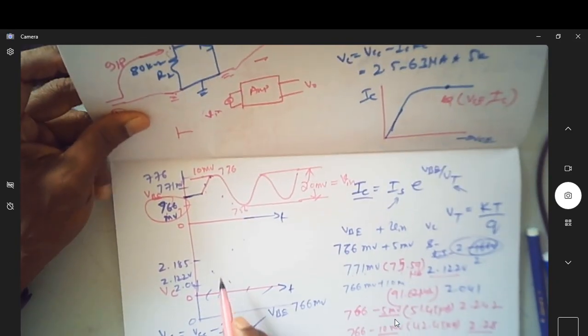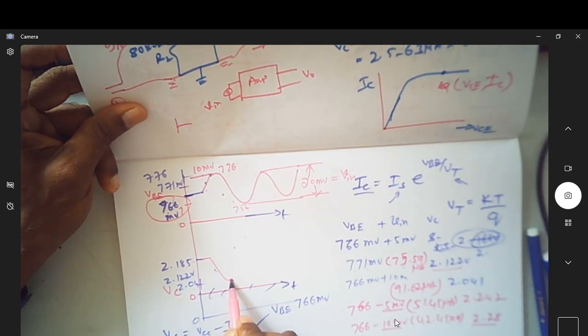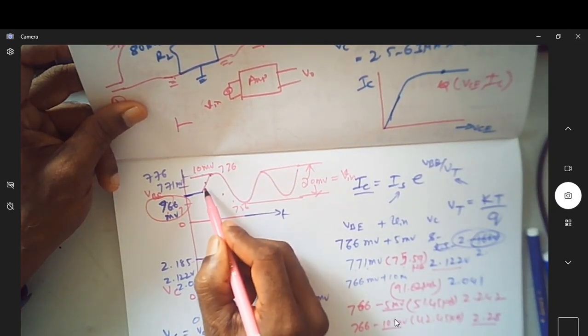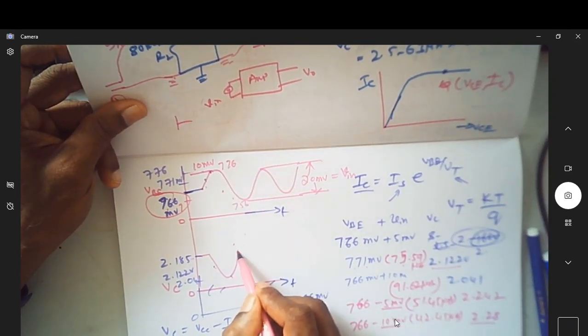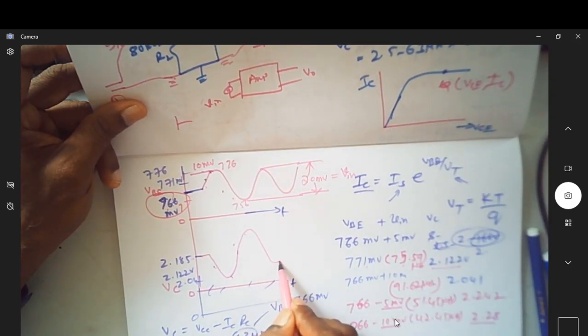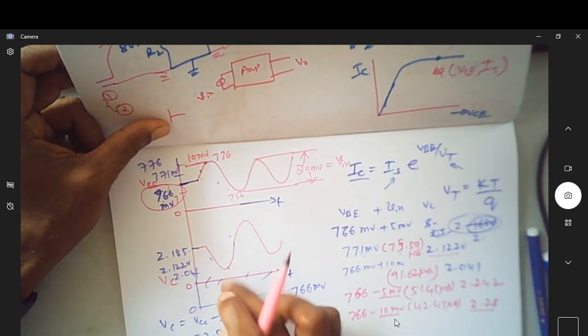Now, has this resulted in a waveform which is exactly the opposite here? Can you see, when the input is increasing, output is reducing. When the input is reducing, output is increasing. So this is how it is going. It's exactly out of phase. So this is increasing, this is reducing.